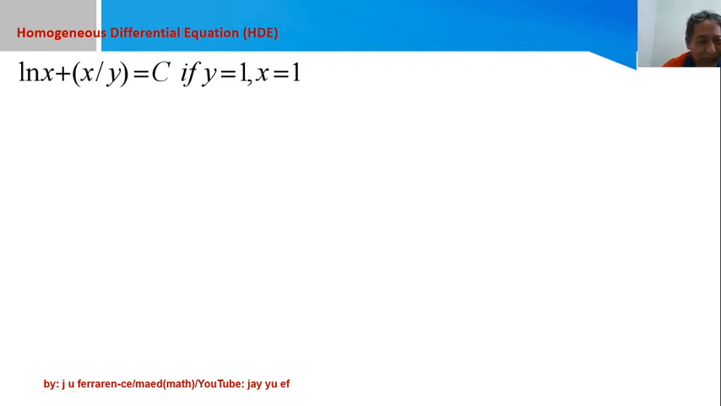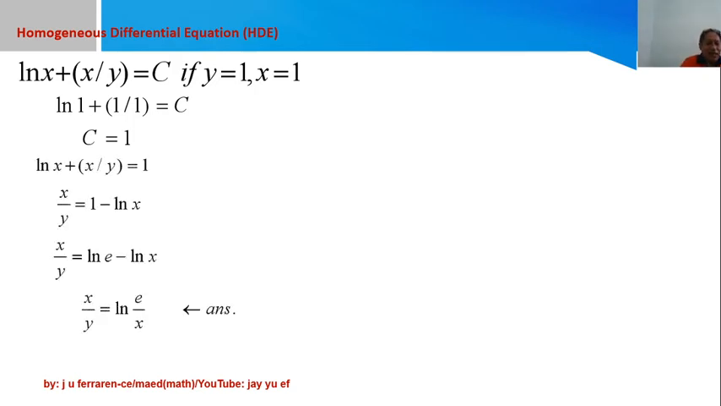But what is ln of 1? ln of 1 is 0. So, that means, if that is 0, then 1 over 1 is 1. So, your c is equal to 1. Then, I can go back to my general solution, and this time, I'll be replacing my c with what is being evaluated, and that is equal to 1. Okay, so here I have ln x plus the x over y, and that's equal to 1.